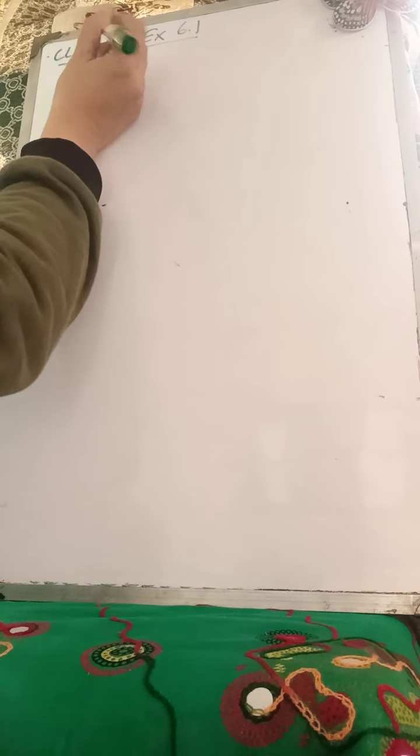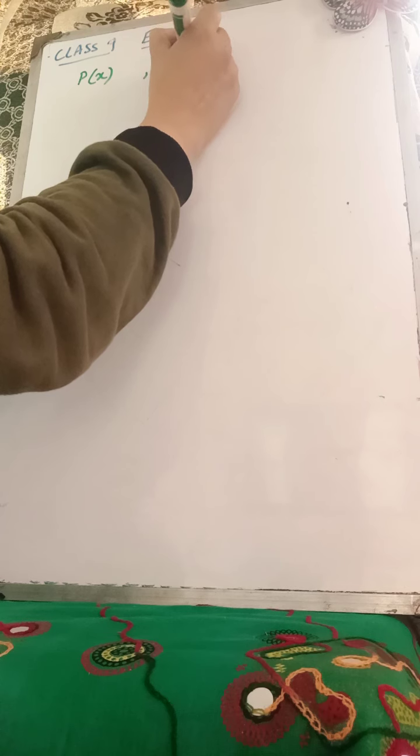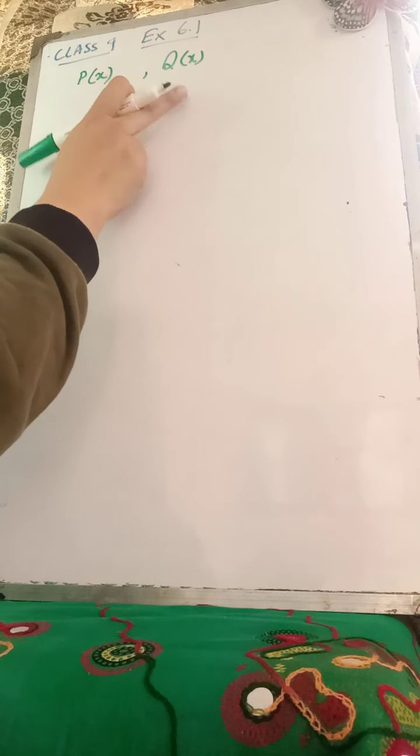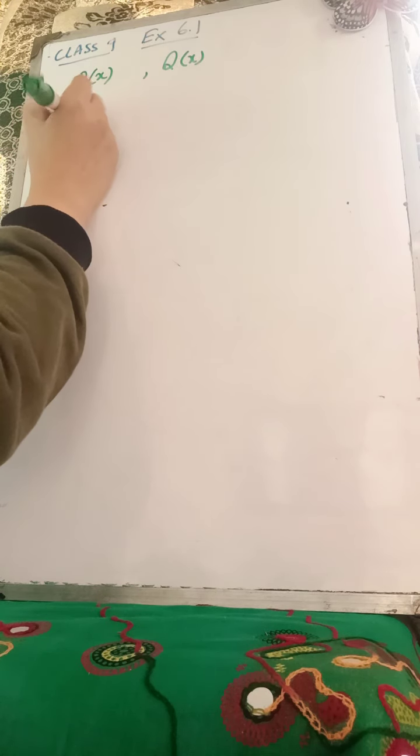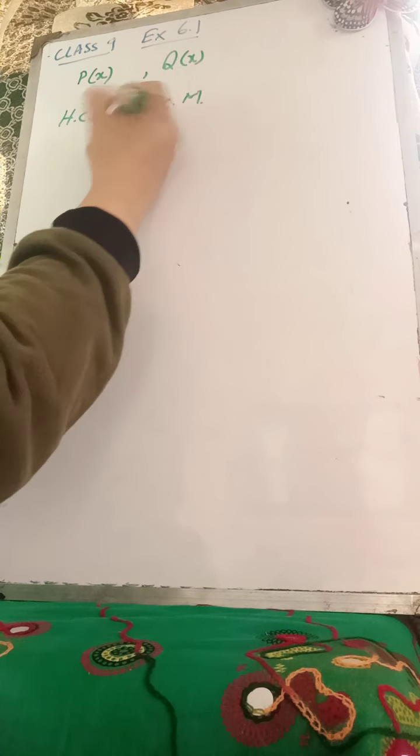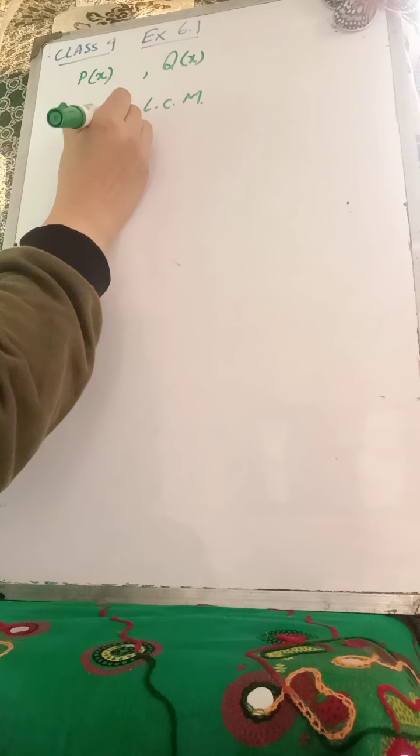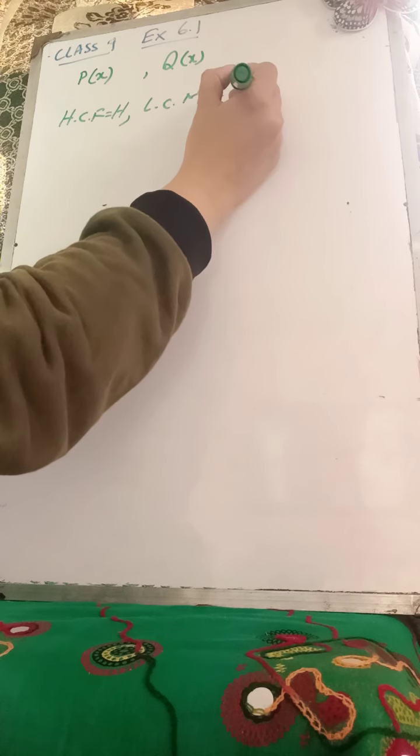Now for the next question, first of all we should learn the relation between LCM and HCF. Suppose you have two polynomials, let those polynomials be p of x and q of x. Suppose you found their HCF as well as LCM. Let the HCF be equal to h, and let the LCM be equal to L.